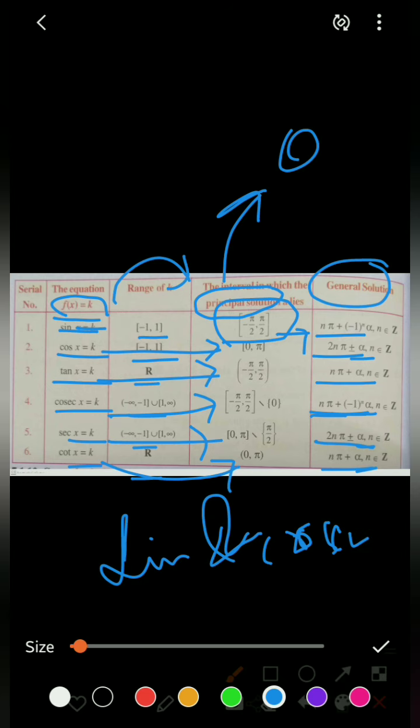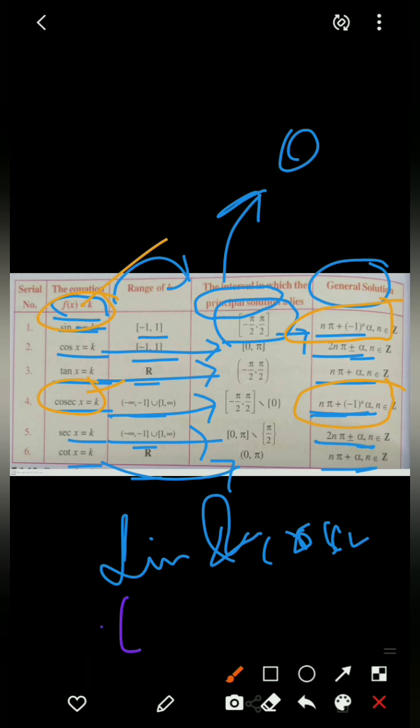So if you observe here also, nπ plus minus 1 power n into alpha for sine and nπ plus minus 1 power n into alpha for cosecant, the general solution for sine and cosecant is the same. Similarly, if you observe tan x and cot x, we know tan x and cot x are inversely proportional to each other. So if you learn for tan x, you can remember for cot x also.